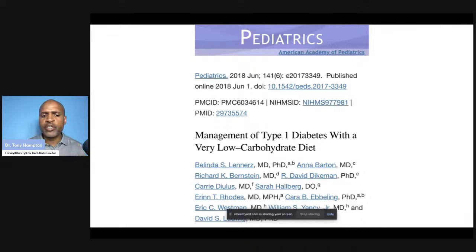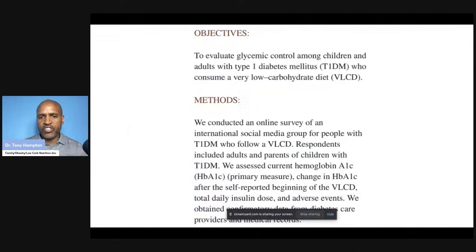Now, some of the people who are listed here may be familiar to you, like Dr. Richard Bernstein of the Bernstein Solution book, or R. David Dykeman, who started the Type 1 Grit Facebook group after having learned about Dr. Bernstein and others like Dr. Eric Westman, Dr. Yancey, and others. So I just wanted to put this study in front of you.